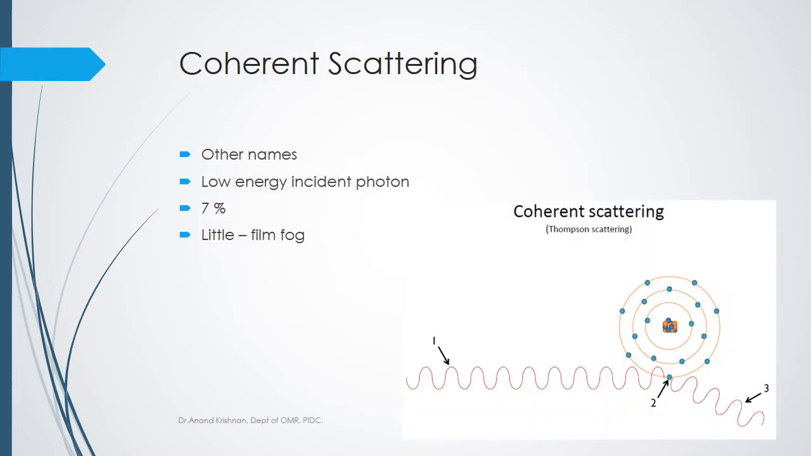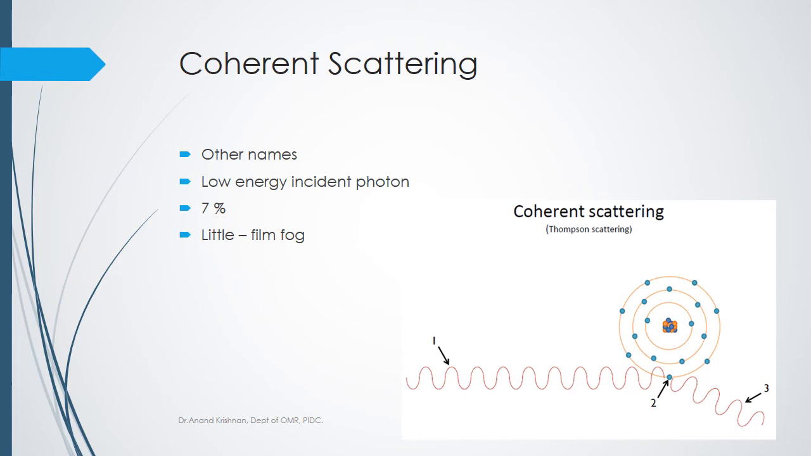To start off with coherent scattering, it is also known as Thomson scattering. So in many of the textbooks that come out of the UK, you will see this mentioned as Thomson scattering. So do not get confused. Coherent scattering and Thomson scattering are more or less the same.